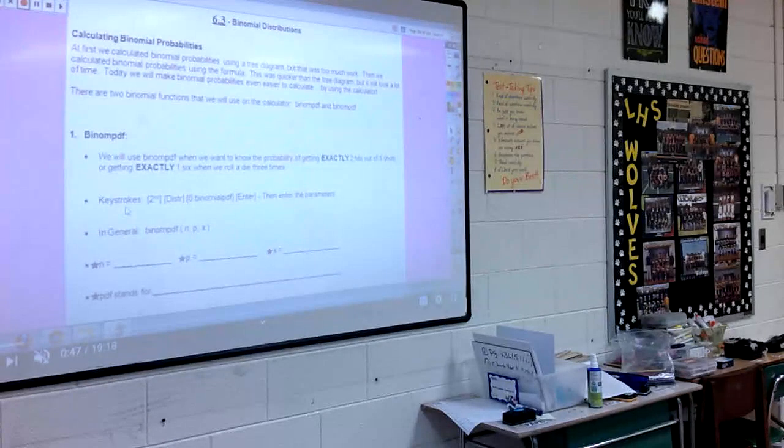At first, we calculated a binomial probability using a tree diagram, but that was too much work, or it's a lot of work anyway. So then we started calculating a binomial probability. There's a formula you can use. Again, that's too much work. So today we're making it even easier to calculate by using the calculator.